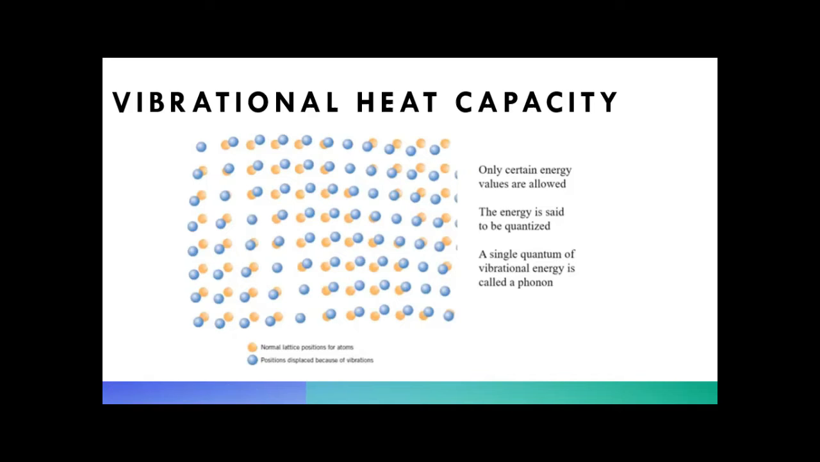here it shows many small balls. So what does it represent? The blue balls represent the position of the atom displaced due to vibration, and the orange color is the position of the normal lattice position of the atom. So due to this vibration, the atom is displaced.